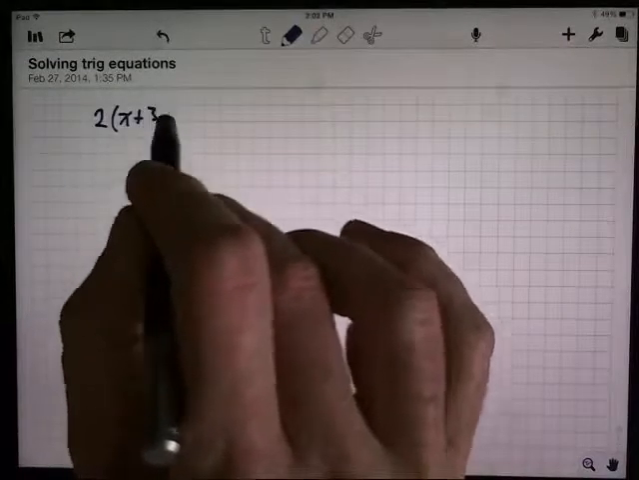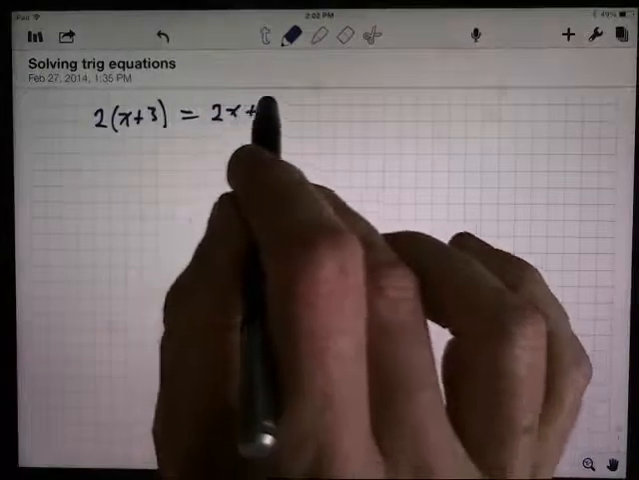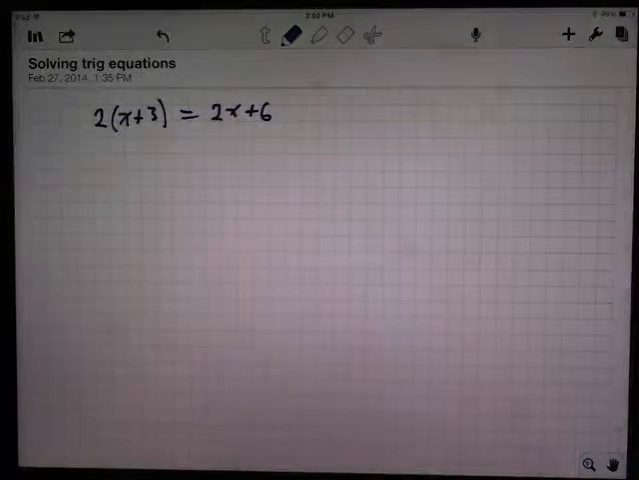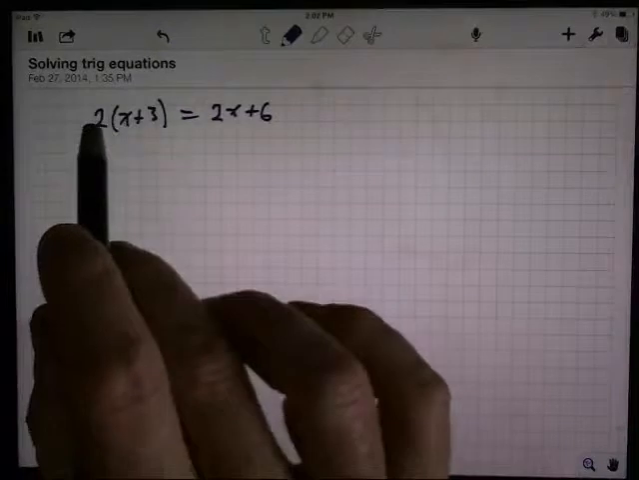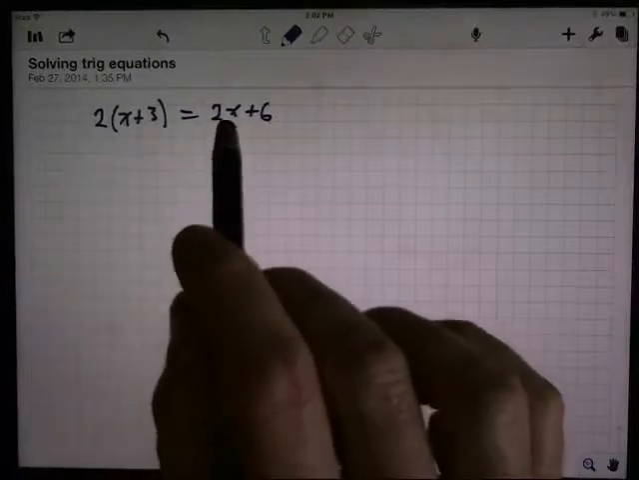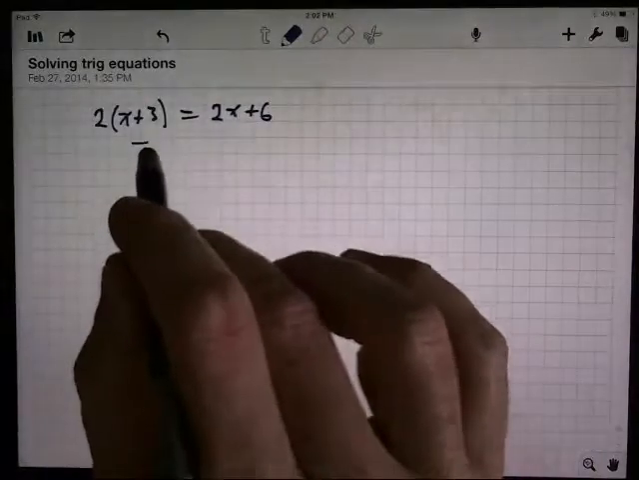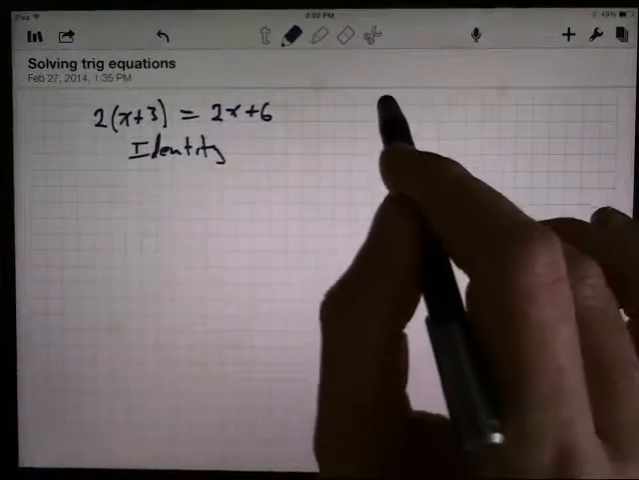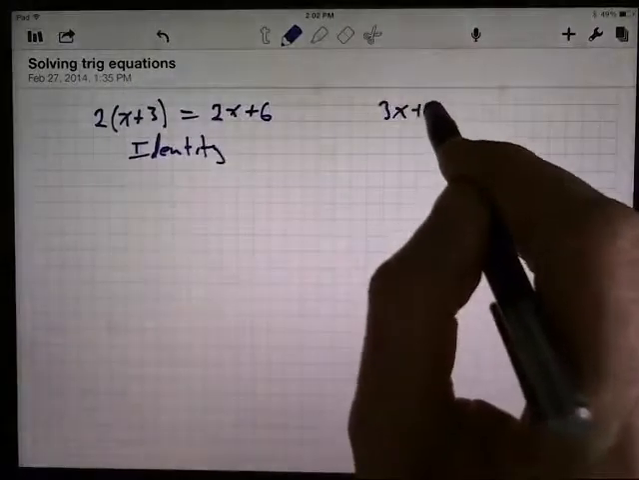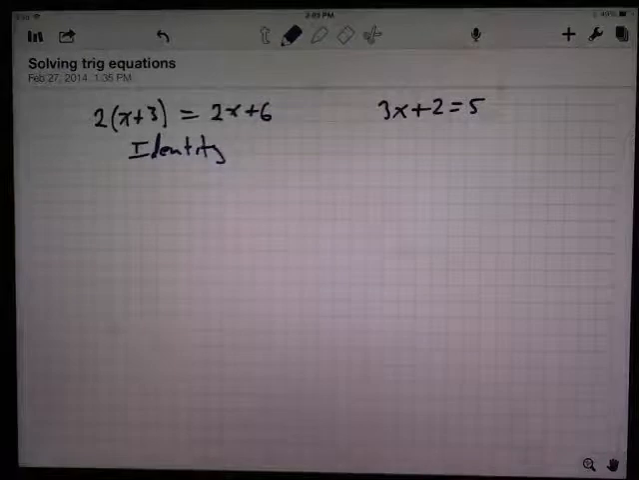We've talked about this before when I introduced identities, but I want to point it out now that this equation right here is an identity. This is true for every single value of x. I don't care what x is, you plug it in, you add 3 to it, you multiply by 2. You're going to get the same result as taking the same value of x, multiplying it by 2, and then adding 6. That's an identity, as opposed to an equation like this, which is not an identity. Some values of x make that true, other values of x make it false.